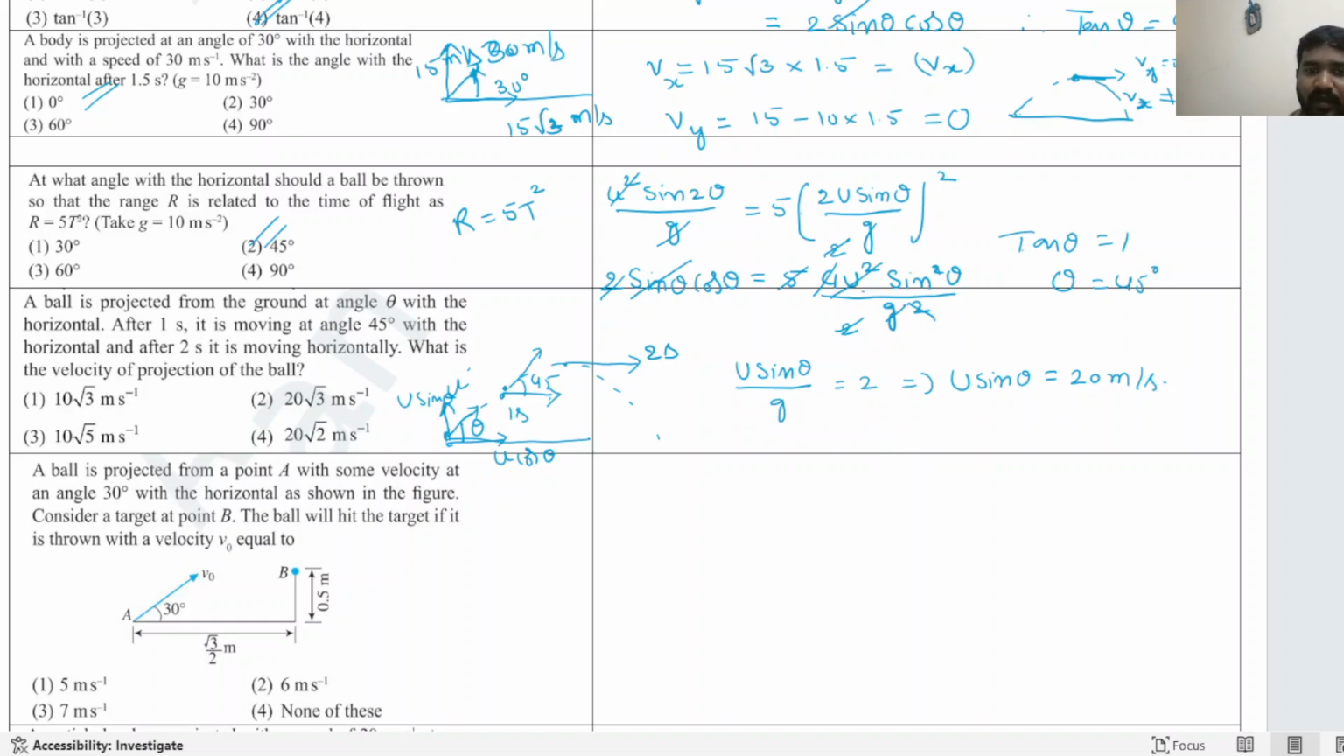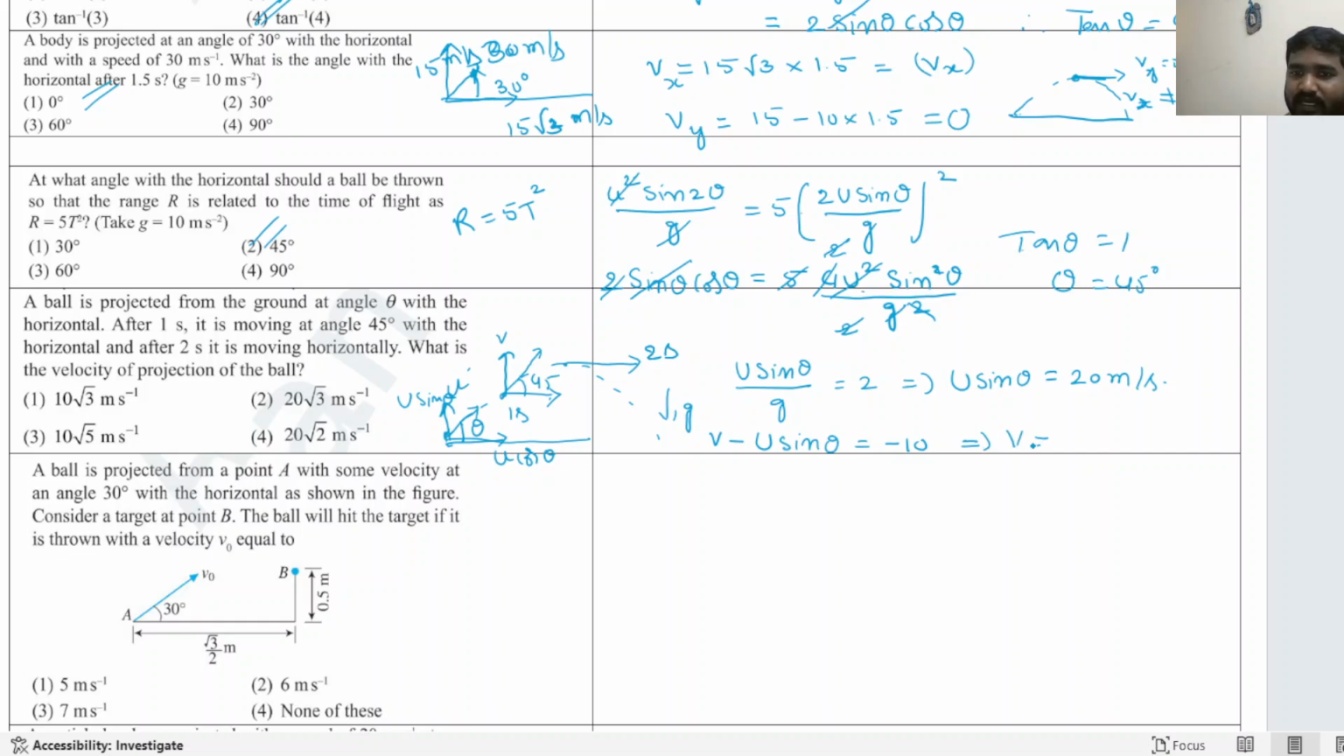Now after 1 second, if you treat its velocity as v, then v minus u sin theta. Why? Because the initial velocity is u sin theta, and that equals minus 10. Why? Because acceleration due to gravity is acting downward, and the initial direction of motion is upward. So minus 10. So u sin theta is 20.